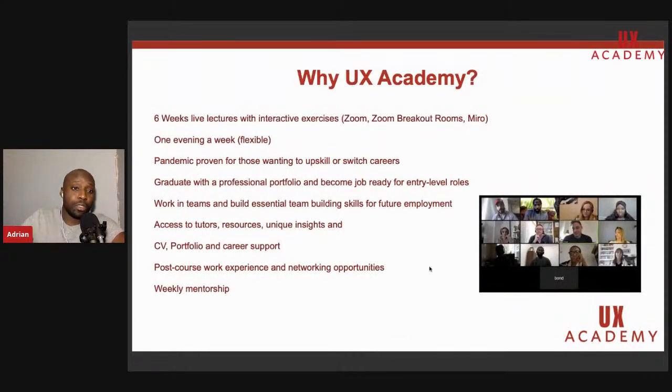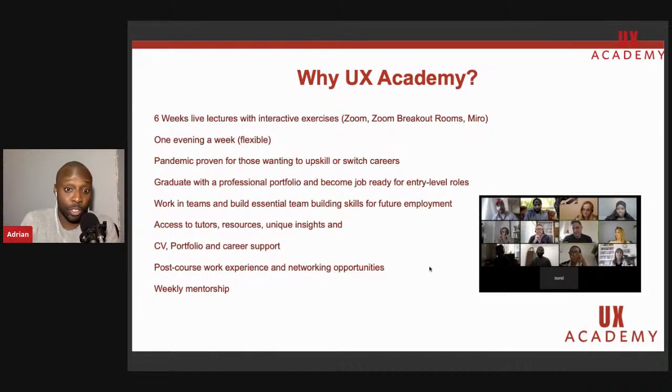Once again, why should you consider UX Academy? In terms of the product design course, it's 6 weeks of live lectures with interactive training and workshops. We use Zoom breakout rooms and Miro. It's one evening a week because it's flexible. So if you're working full time or studying full time, UX Academy is suitable to do alongside your schedule. It's pandemic proven. Since March 2020, we moved everything online from central London, and we've had students from literally all over the world. We also had students not just graduate but also get jobs with us last year, which is fantastic, and we're looking to see even more students get jobs with us this year.